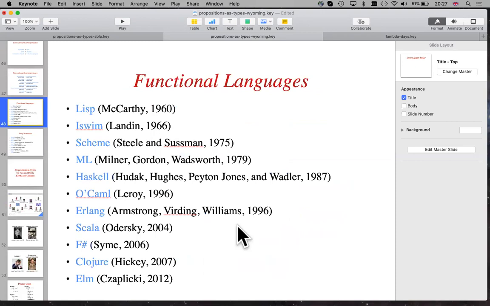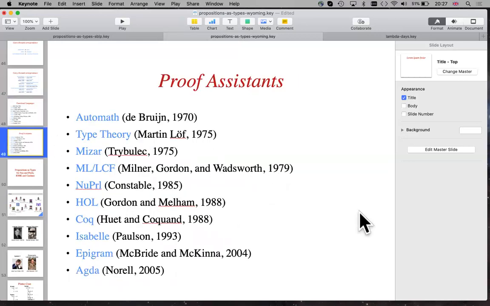And so, right, every functional language in the world is based on lambda calculus, and pretty much every proof assistant is based on this propositions as types correspondence and using terms in lambda calculus to encode proofs, one way or another. Okay, so that's the end of the second part. Are there any questions about that?